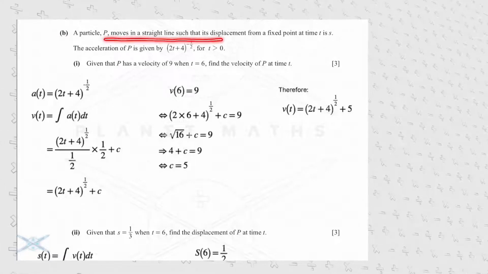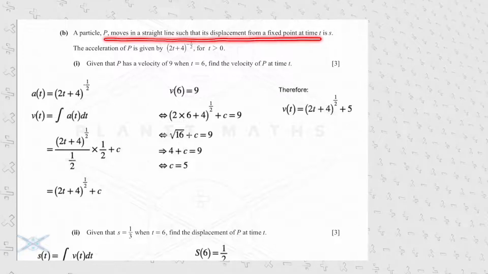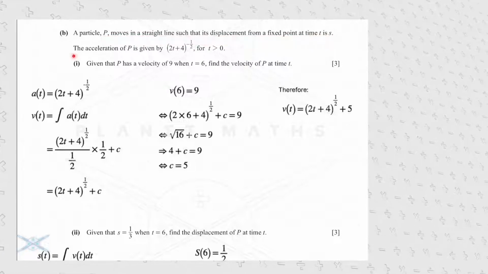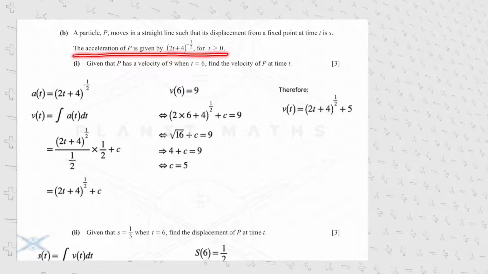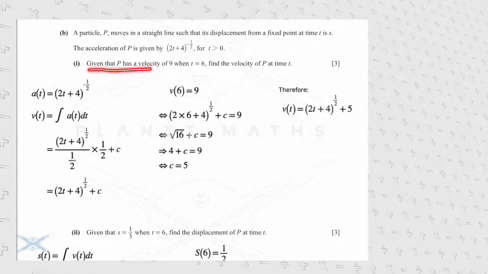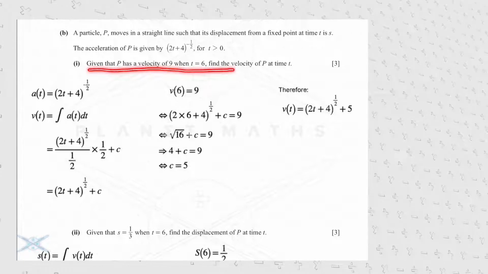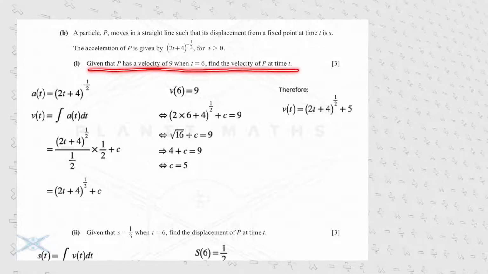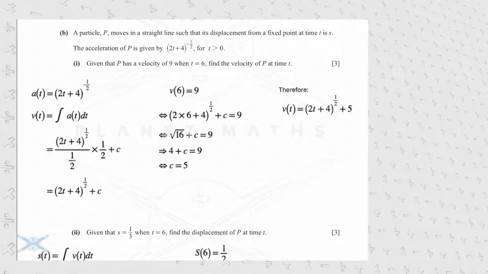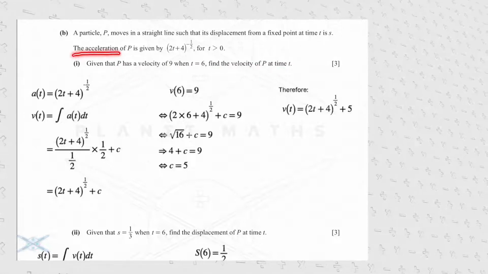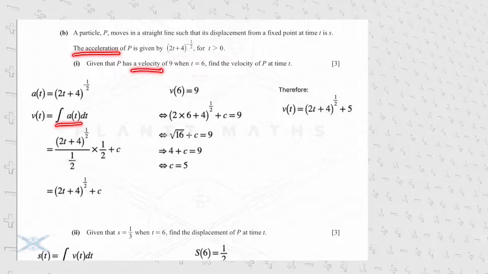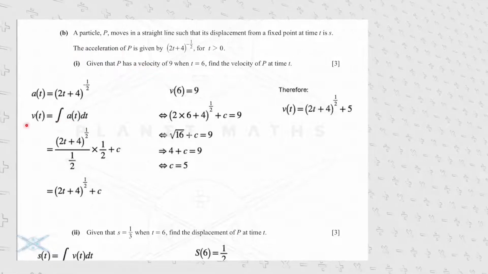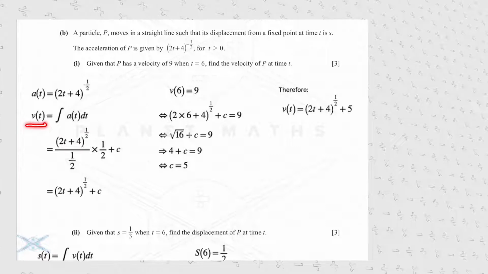In part B of the exercise, it is stated that a particle P moves in a straight line such that its displacement from a fixed point at time t is s. The acceleration of P is given by the following expression for t larger than 0. Given that P has a velocity of 9 when t equals 6, we are supposed to find the velocity of P at time t. According to physics, the integration of acceleration delivers us the corresponding velocity at the time t.